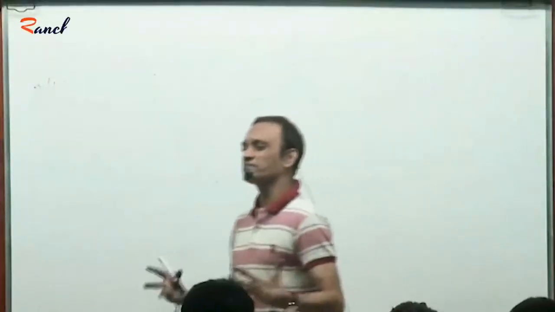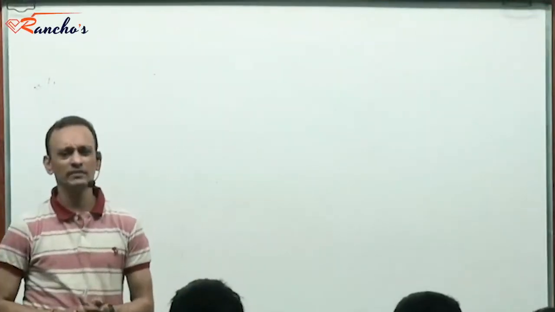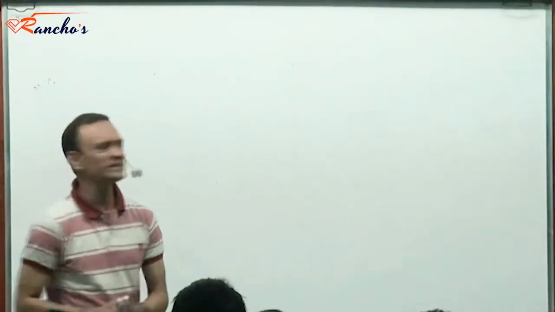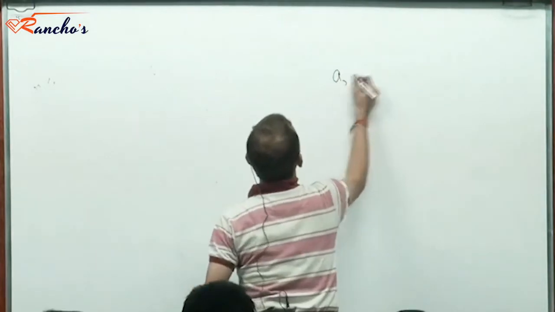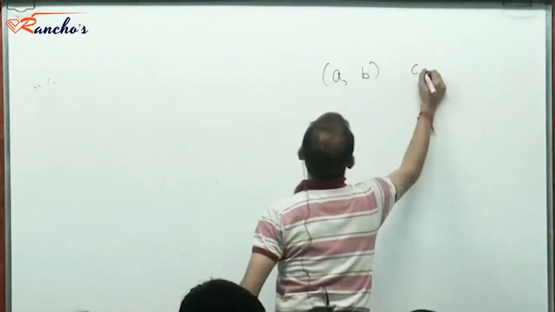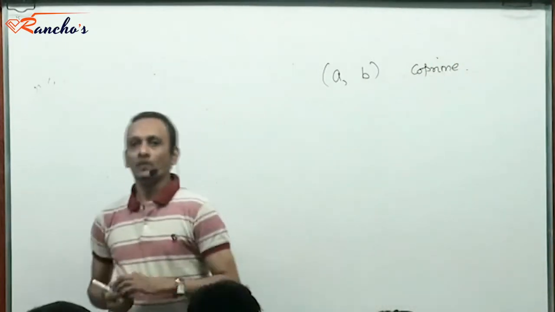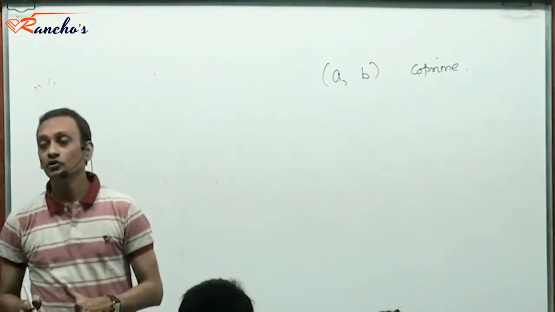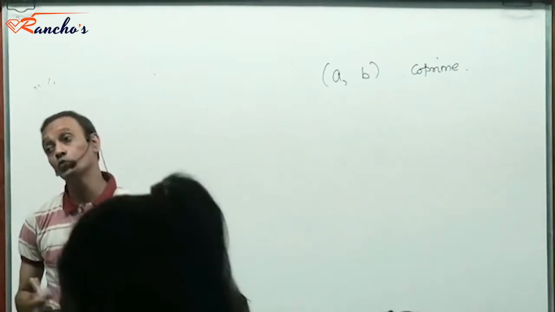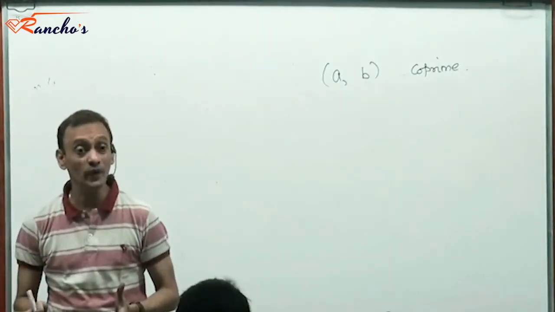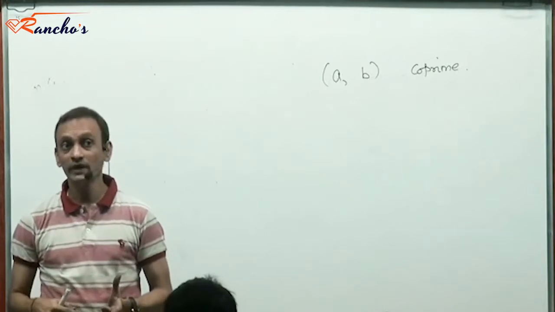You know what coprimes are? Coprime or relatively prime. When are two numbers A and B coprime? Yeah, when they have no factor other than 1 in common. That's when they are referred to as coprime, right?